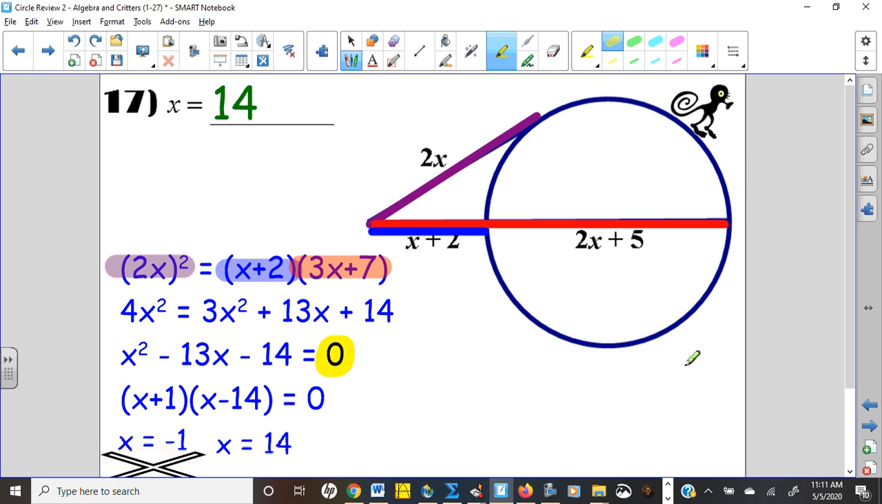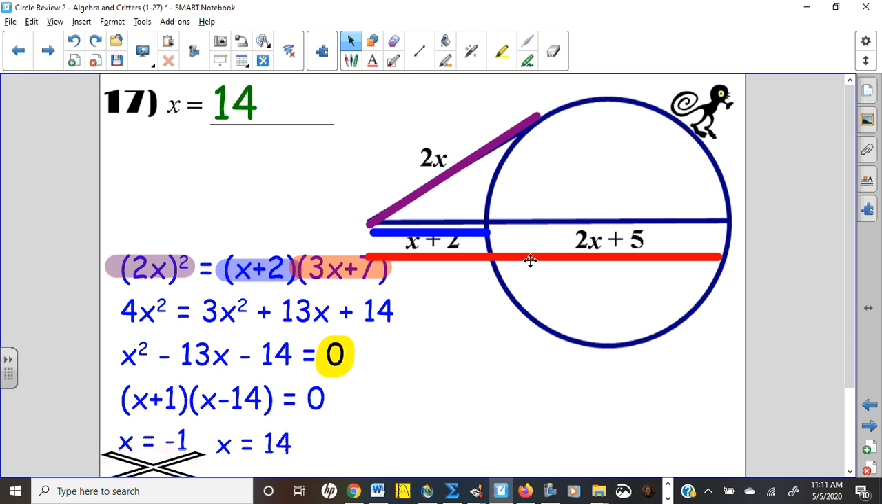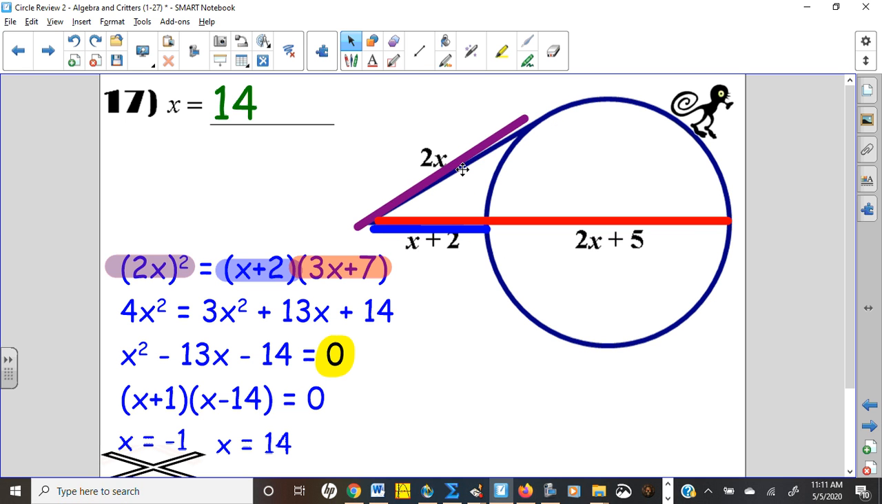Number 17, when a tangent and a secant intersect outside of a circle, you do the same thing with the secant. You do the exterior part, right? Exterior part, x plus 2, times not the interior part, but times the whole thing. And x plus 2x is 3x, 2 plus 5 is 7. So there's the whole thing, 3x plus 7. You multiply those two things, but because the other one's not a secant, it's a tangent, there's only one piece, you have to square it.